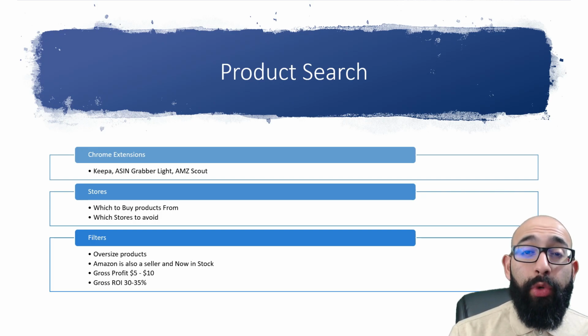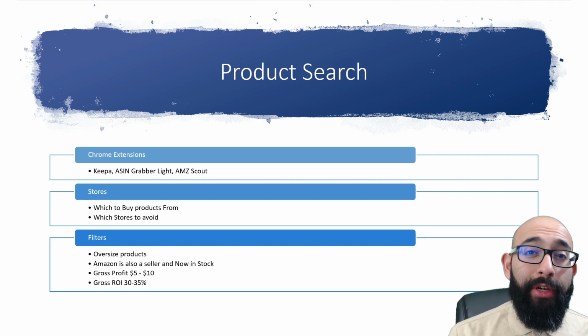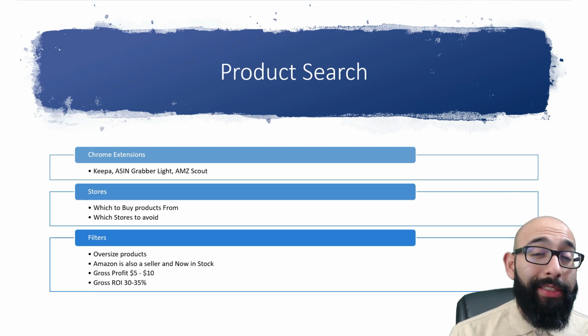The other thing that I try to avoid is finding products that Amazon also sells. Now, there's a filter there, a button called "Amazon is also a seller and now in stock." So you're going to want to click on that. That way you remove products that Amazon is selling.